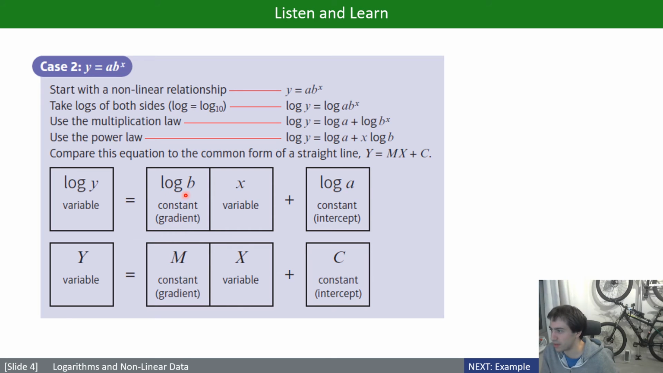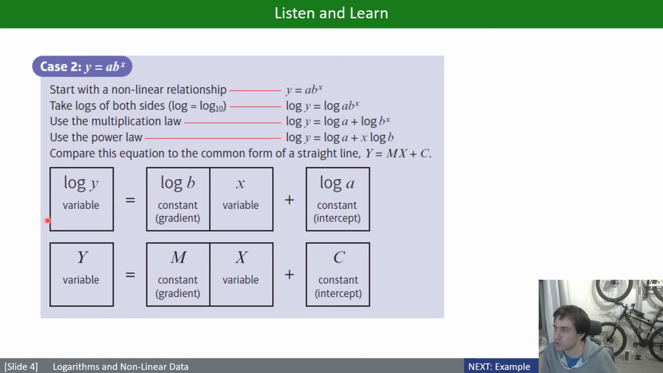And now, unlike before, the gradient is not our n value. In fact, there is no n in this case. Our gradient is going to be the log of the b, which is the base constant. And our intercept in this case is still the same. It's our log of this little a, which is this multiplier here.